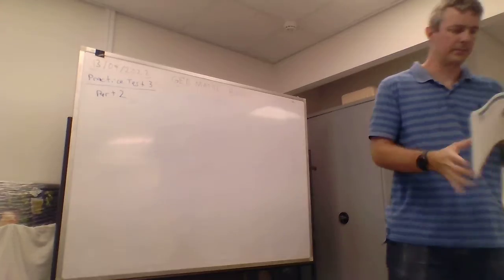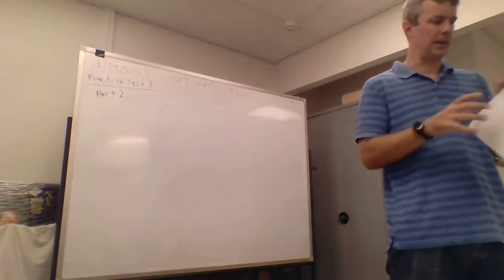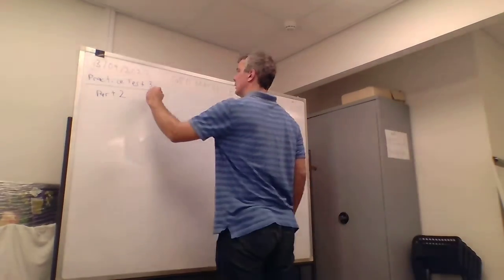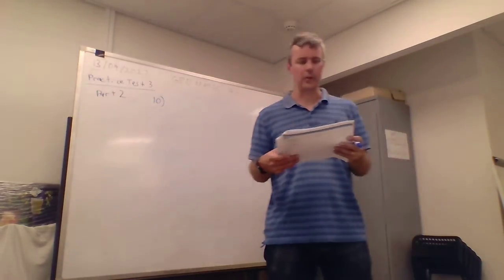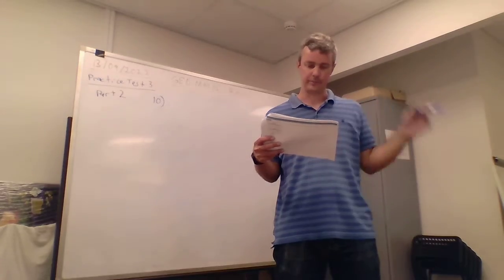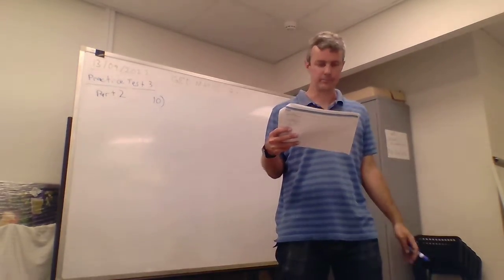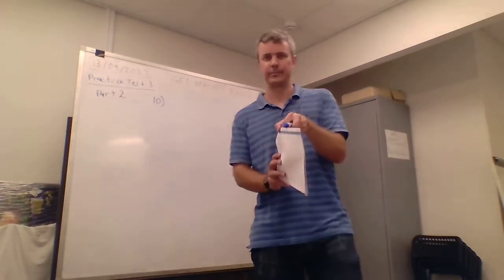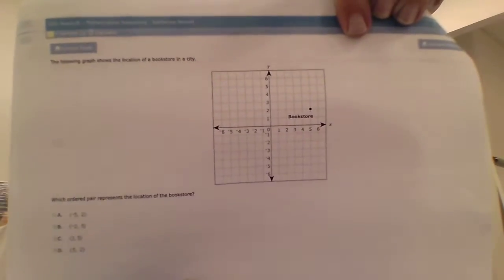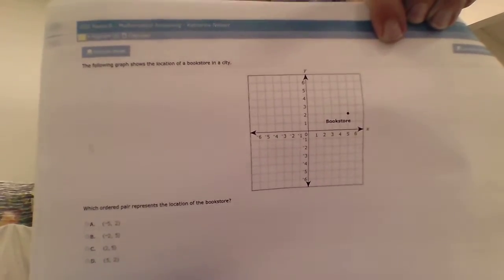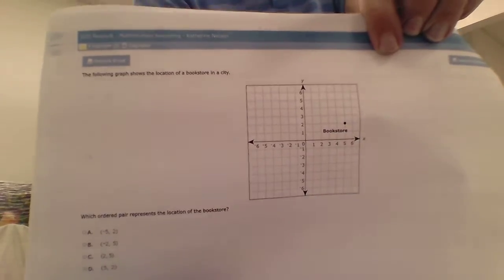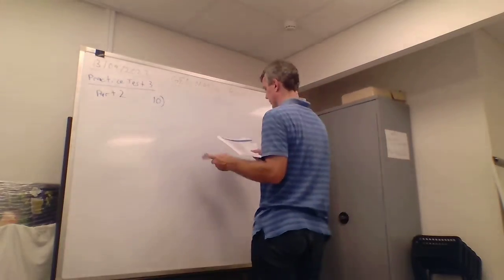So we did number 9, the factor, now number 10. Let's see, the following graph shows the location of a bookstore in a city. Oh, ordered pair. You're just looking for the location. So you just need to find an ordered pair. Which one comes first, X or Y? X. It follows the order in the alphabet. So X first. So in this one, what is the X value?